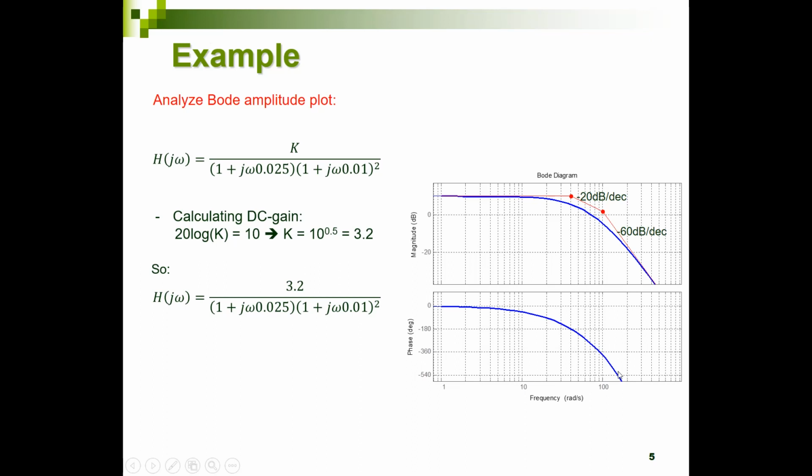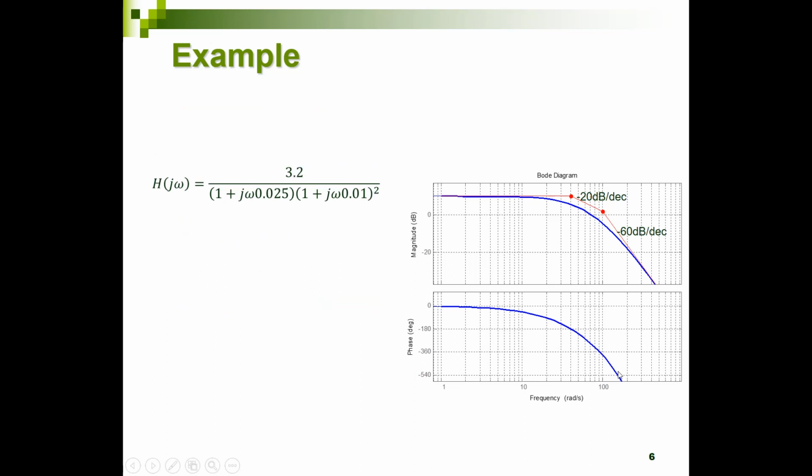And what we know from a third order system is that our phase should end up at minus 270 degrees. And why is that? Well, remember when we had a first order system, the phase ends at higher frequencies at minus 90 degrees. For a second order system, it's minus 180 degrees. So for a third order system, which is this system, which we have indicated and defined from that Bode amplitude plot, we expect a phase lag of minus 270 degrees for higher frequencies.